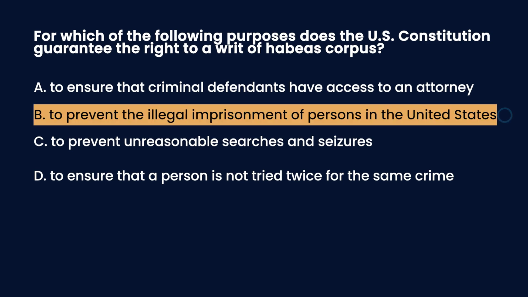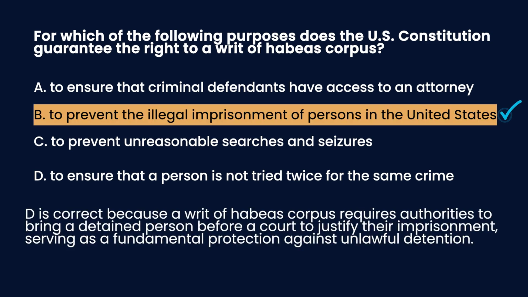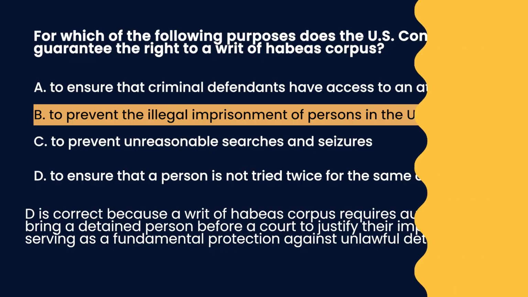The correct answer is B. This is correct because a writ of habeas corpus requires authorities to bring a detained person before a court to justify their imprisonment, serving as a fundamental protection against unlawful detention.